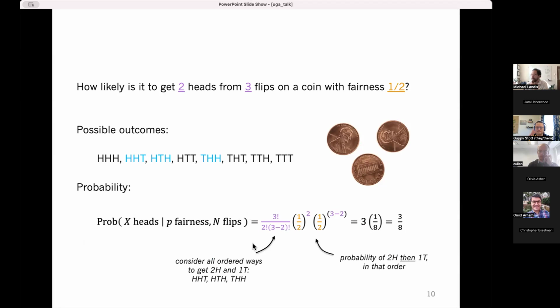And in this case, I need to think about all the different ways I could order coin flips for the three coins I've flipped and the possible outcomes. And then I need to think about the probability of having a head or tail for those different coin flips. So here, what I might be interested in hypothetically is, can I estimate the fairness of the coin given some number of coin flips?